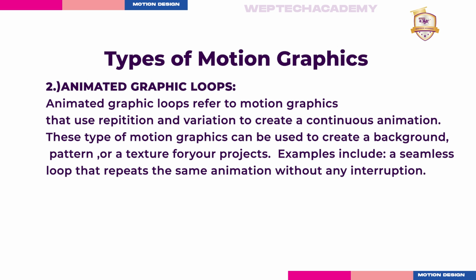Now, the second type of motion graphics I want us to look at is animated graphic loops. Animated graphic loops are motion graphics that use repetition and variation to create a continuous animation. The word loop means something which is repeated, that constantly repeats and does not stop. So animated graphic loops are another type of motion graphics where the idea is to keep the graphics in constant motion, repeating such that it's in a loop.